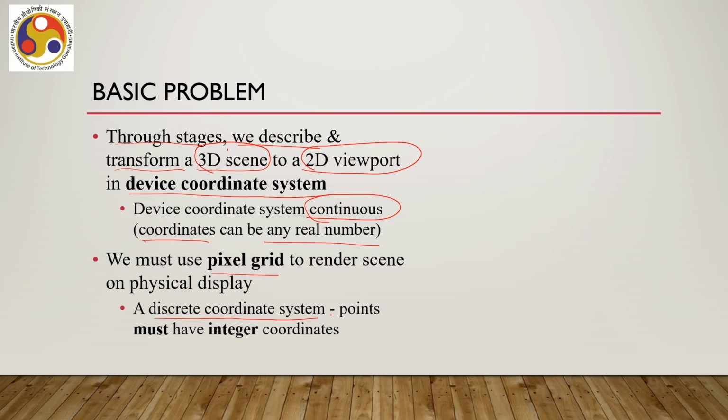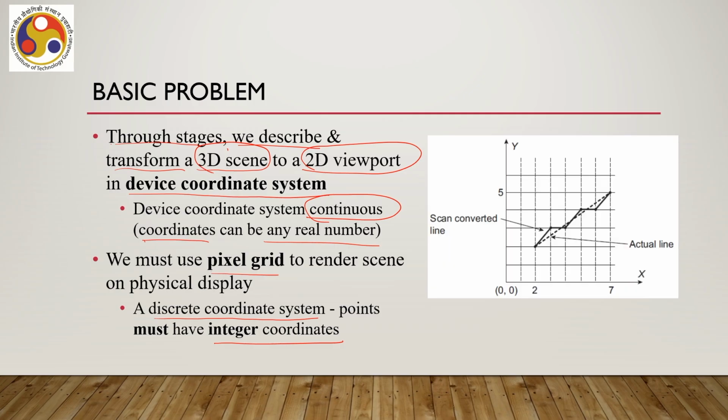Because on a pixel grid, the points must have integer coordinates, whereas in the viewport description points can have any real number as coordinates. So, the objective is to transform from this continuous space to the discrete pixel grid space. The idea can be understood from this illustration. Here, suppose each of these intersections represents a pixel. We have a line and we want to represent it on this pixel grid.